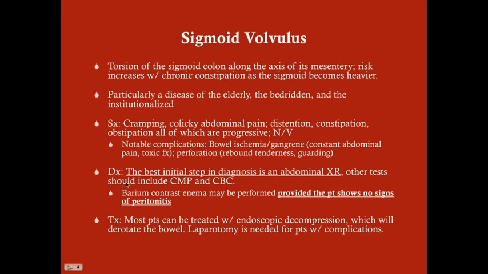For diagnosis, the best initial step here is going to be an abdominal x-ray. So the abdominal x-ray doesn't come into play in a lot of things, but toxic megacolon and sigmoid volvulus are two things where it really does. Other tests that you should get include CMP and CBC. We're looking for inflammation, possible things that may point us to complications. Other things that you can do are a barium contrast enema, but there are some caveats to this. You can only do a barium contrast enema as long as the patient doesn't show any signs of peritonitis. So no rebound tenderness or guarding. If they have any of that, no barium contrast enema. We're better off just getting the abdominal X-ray.